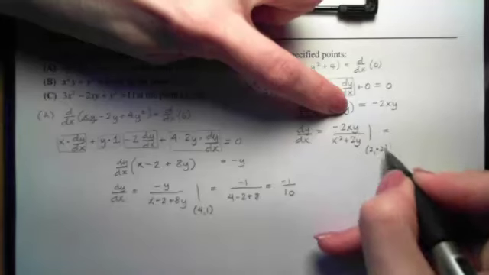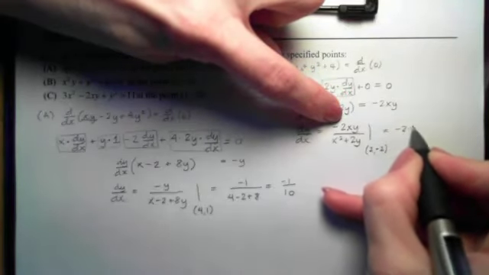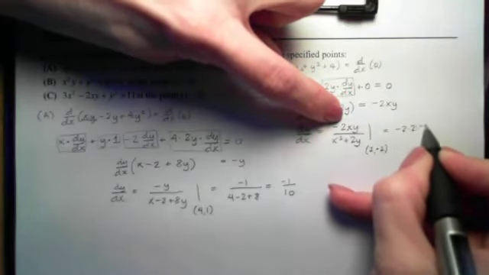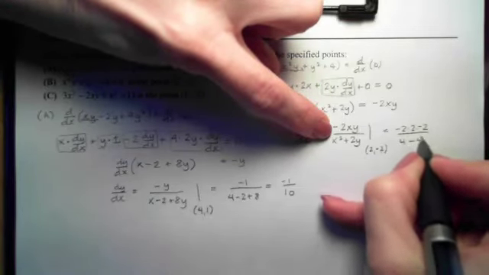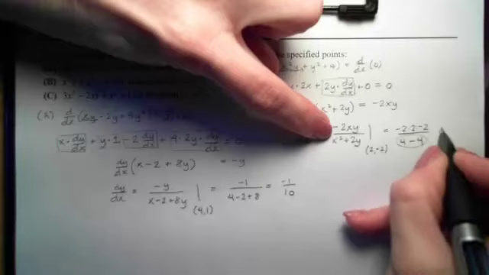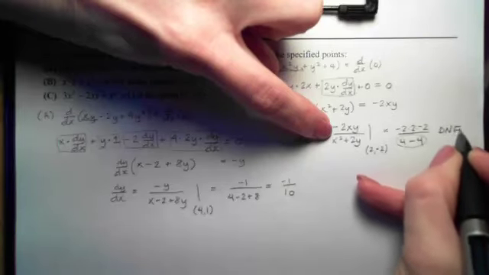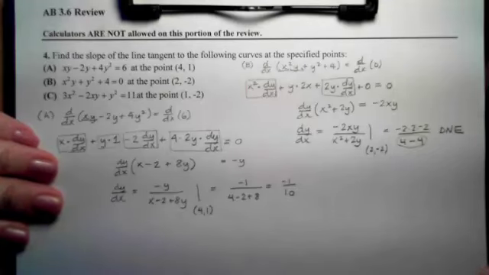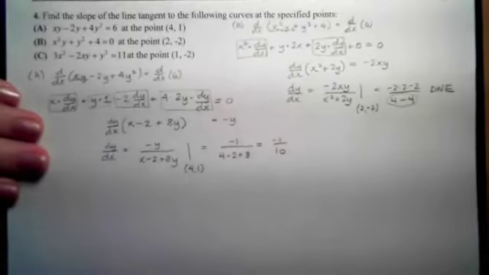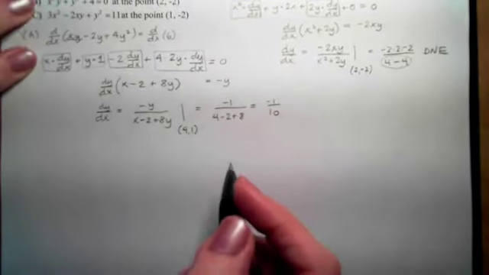Everywhere I have an x, I plug in a 2. Everywhere I have a y, I plug in a negative 2. Notice I get a 0 on the bottom, so that means my slope does not exist. I'm going to have a vertical tangent line at the point (2, -2). Last one, part C.